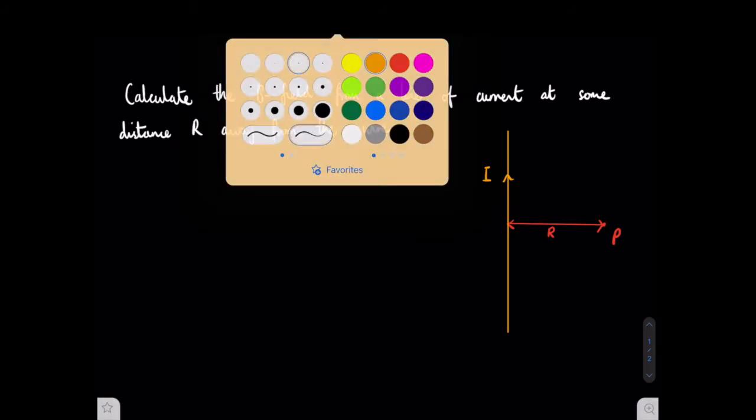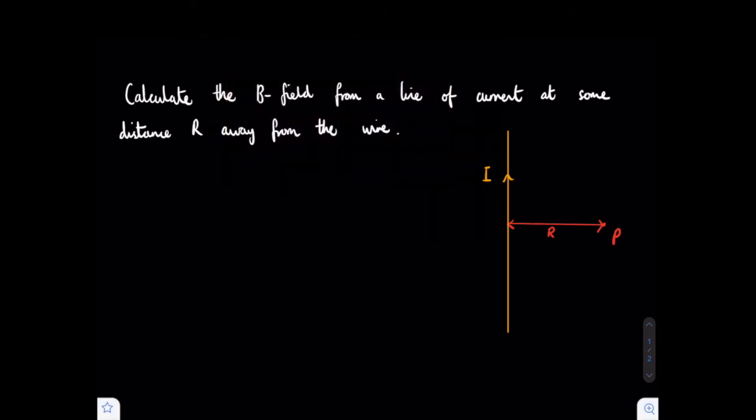This is defined to be the following. Delta B is equal to mu naught over 4 pi, I delta L cross product with r hat, over r squared. We will see what these variables mean as we go through the question.